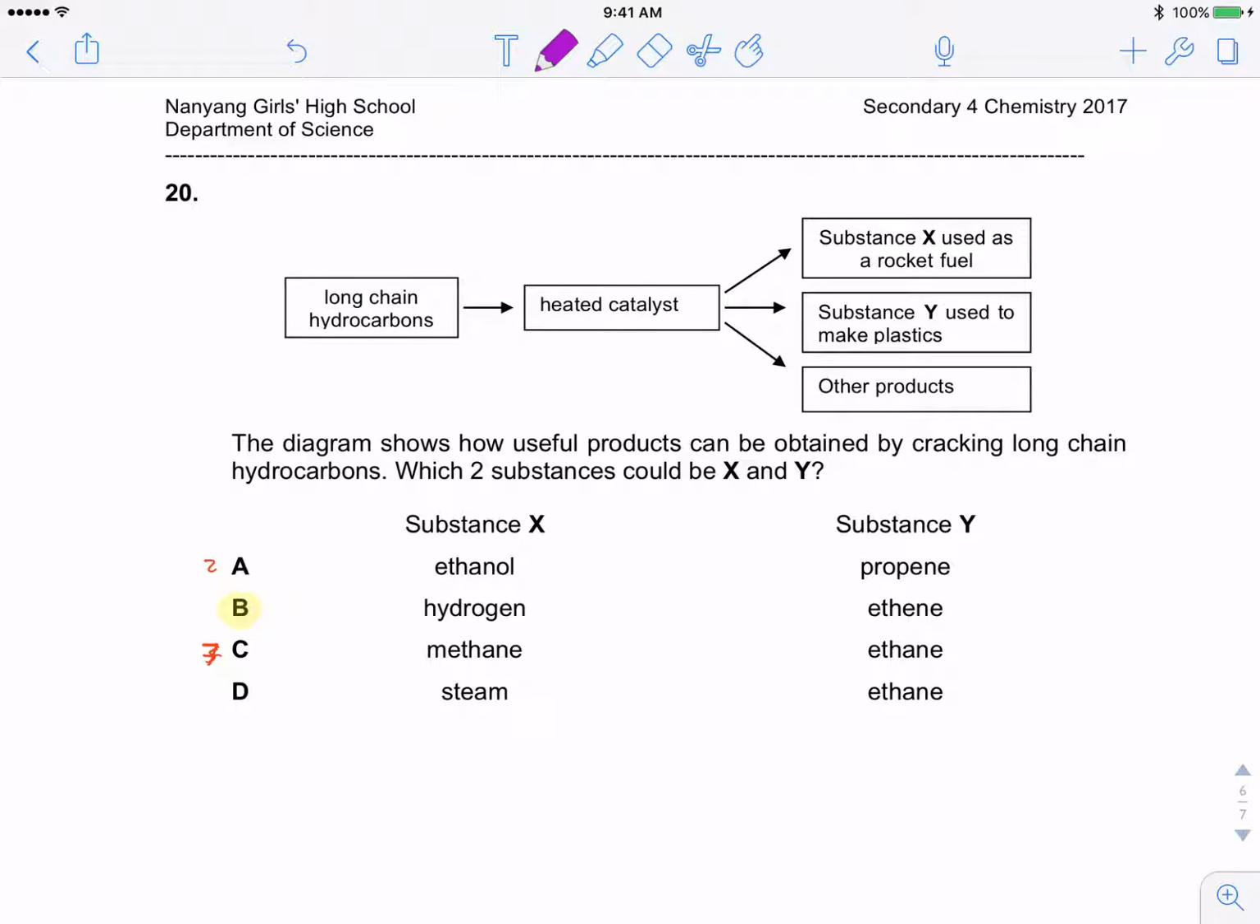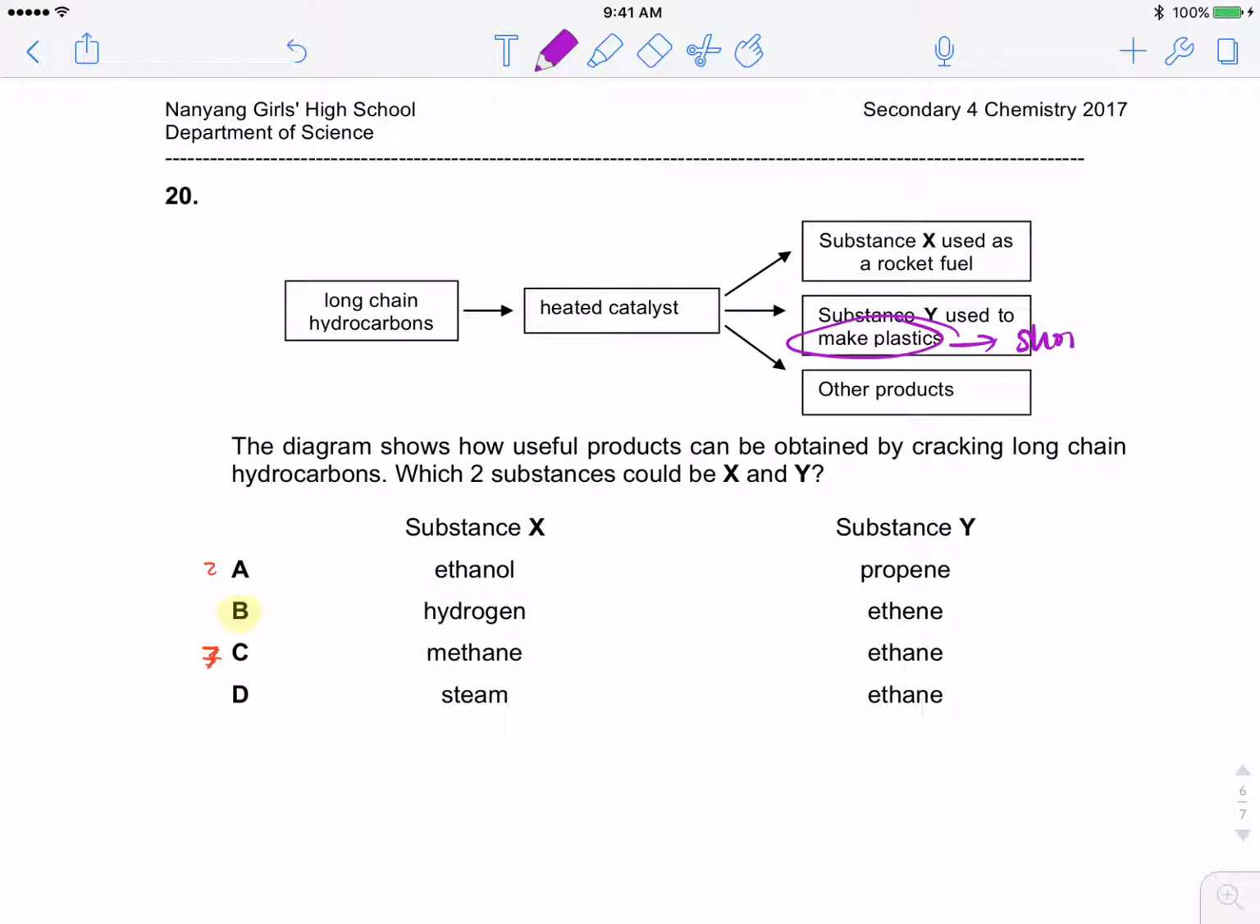Question 20. The diagram shows how useful products can be obtained by cracking long-chain hydrocarbons. Which two substances could X and Y be? X is used as a rocket fuel, Y is used to make plastic, and then there are other products. So to make plastics, this is always your short chain alkenes because they undergo addition polymerization. One is used as a rocket fuel. We actually did this before, I think in one of the quizzes for redox. Hydrogen gas is used as a rocket fuel.